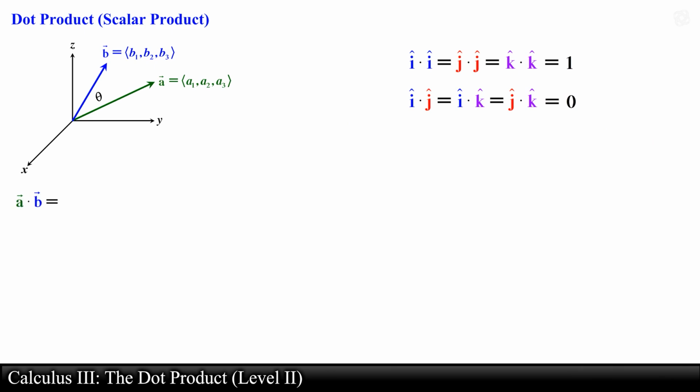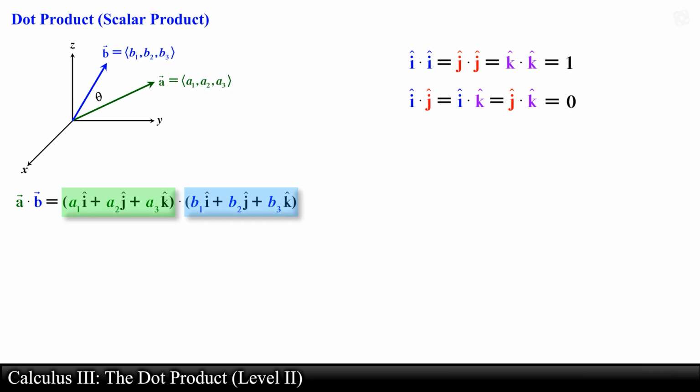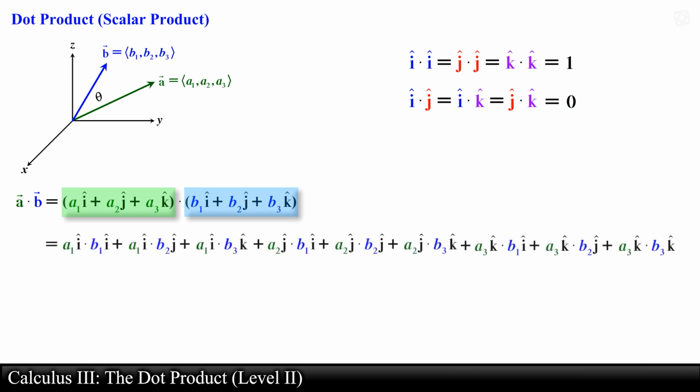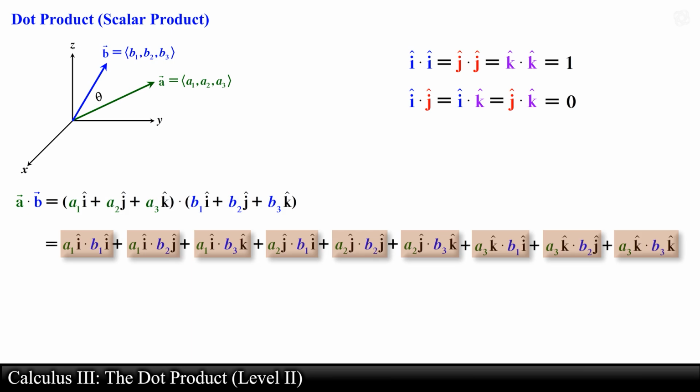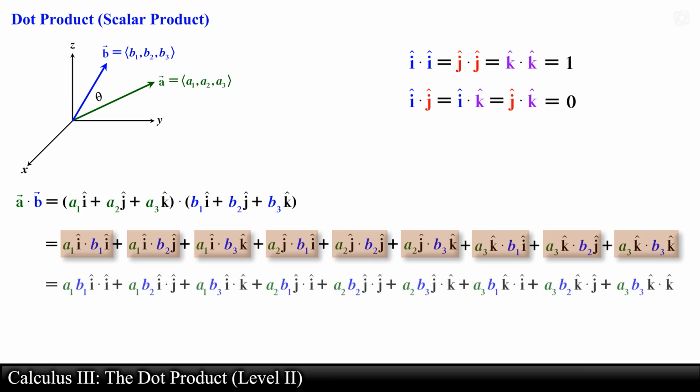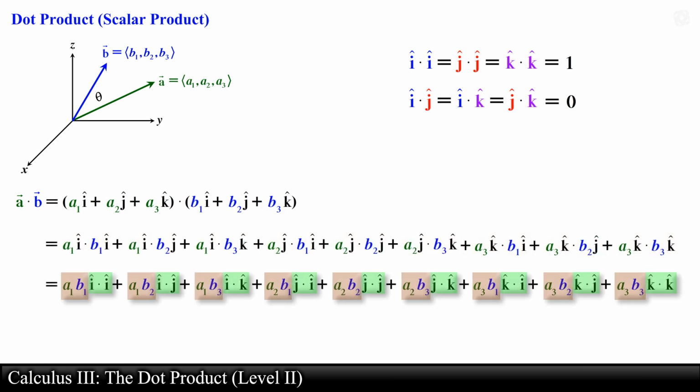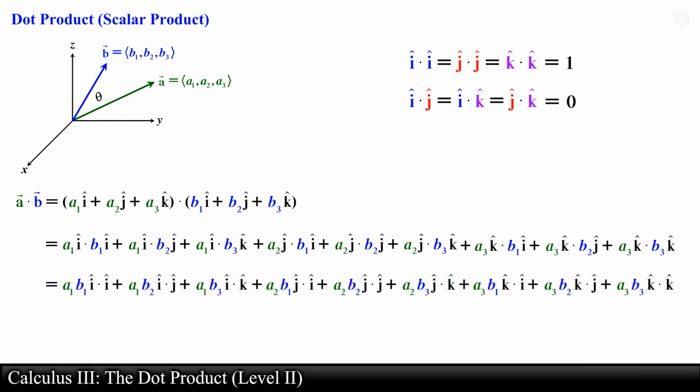Alright, now that we have the results of these 6 dot products, let's proceed with finding the dot product of vector A and vector B. Let's go ahead and express vector A and vector B in unit vector form. Then, it is just a matter of expanding the product just the way you multiply polynomials with one another. Doing that, we obtain the following 9 terms. Next, let's rearrange the constants and unit vectors in each term as follows.